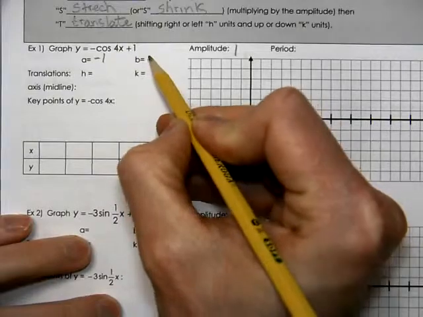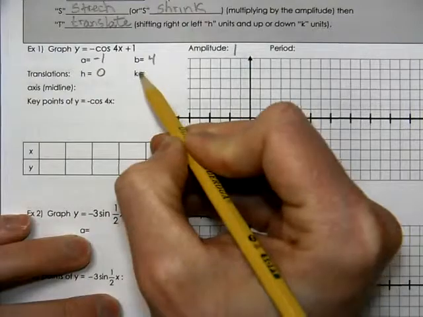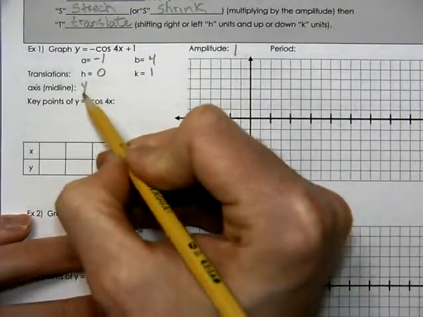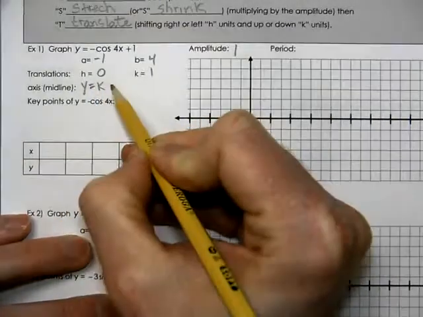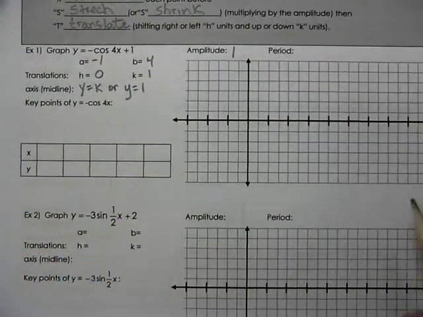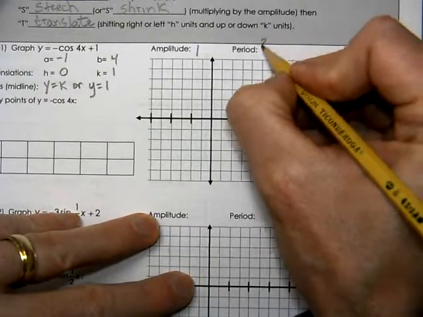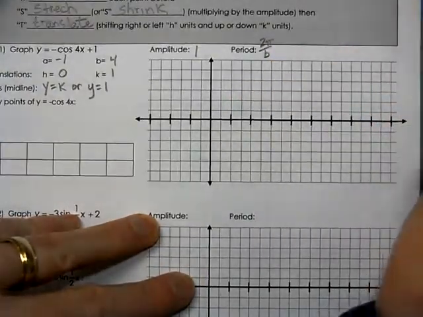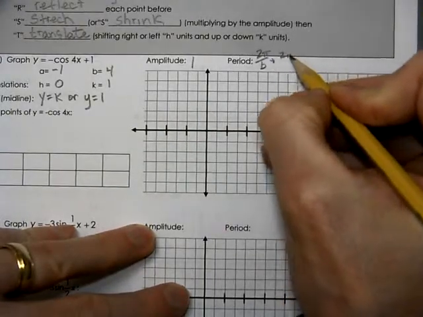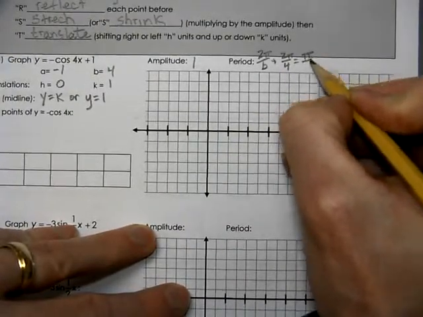The b value is 4. There's no parentheses, so there's no h value, and the k is going to be your last term. The midline is going to be y equals k. In this case, we're going to call it y equals 1. To calculate the period is 2 pi divided by b. So 2 pi divided by b, our b value is 4. So the period is going to be pi over 2.